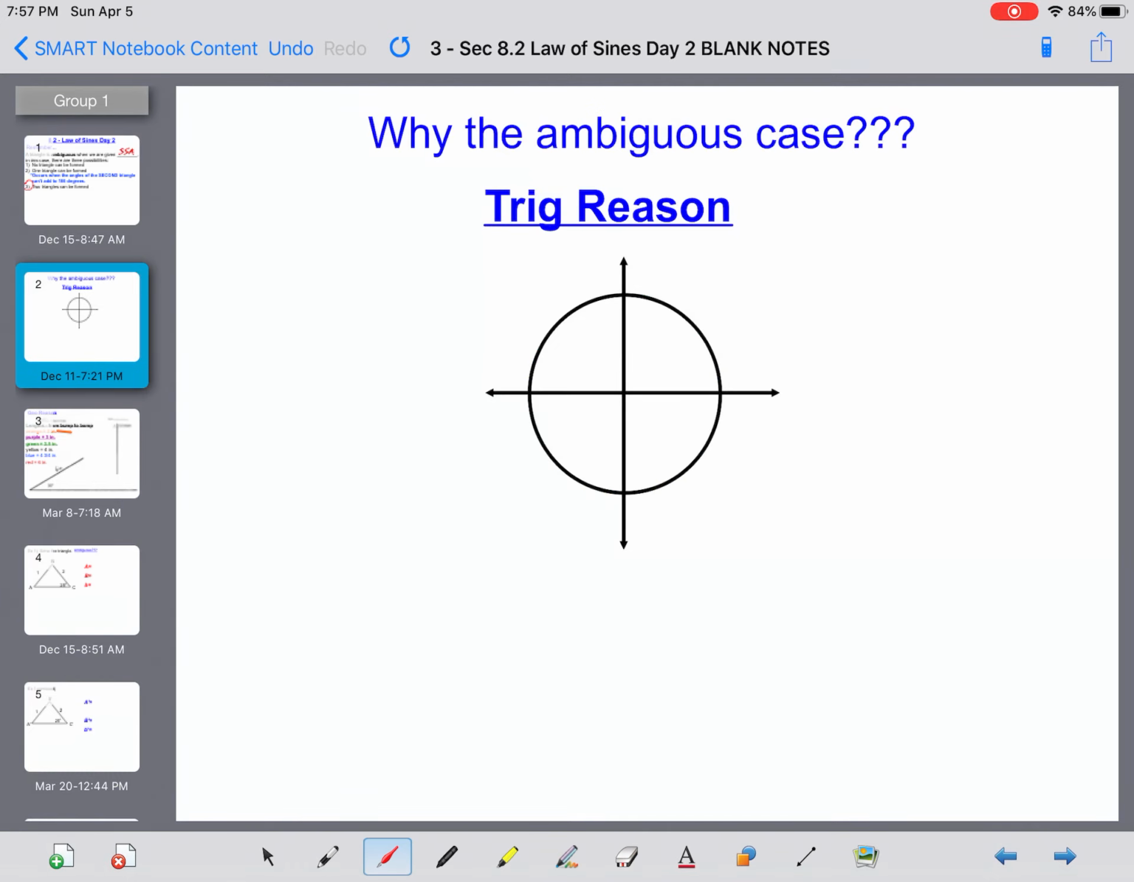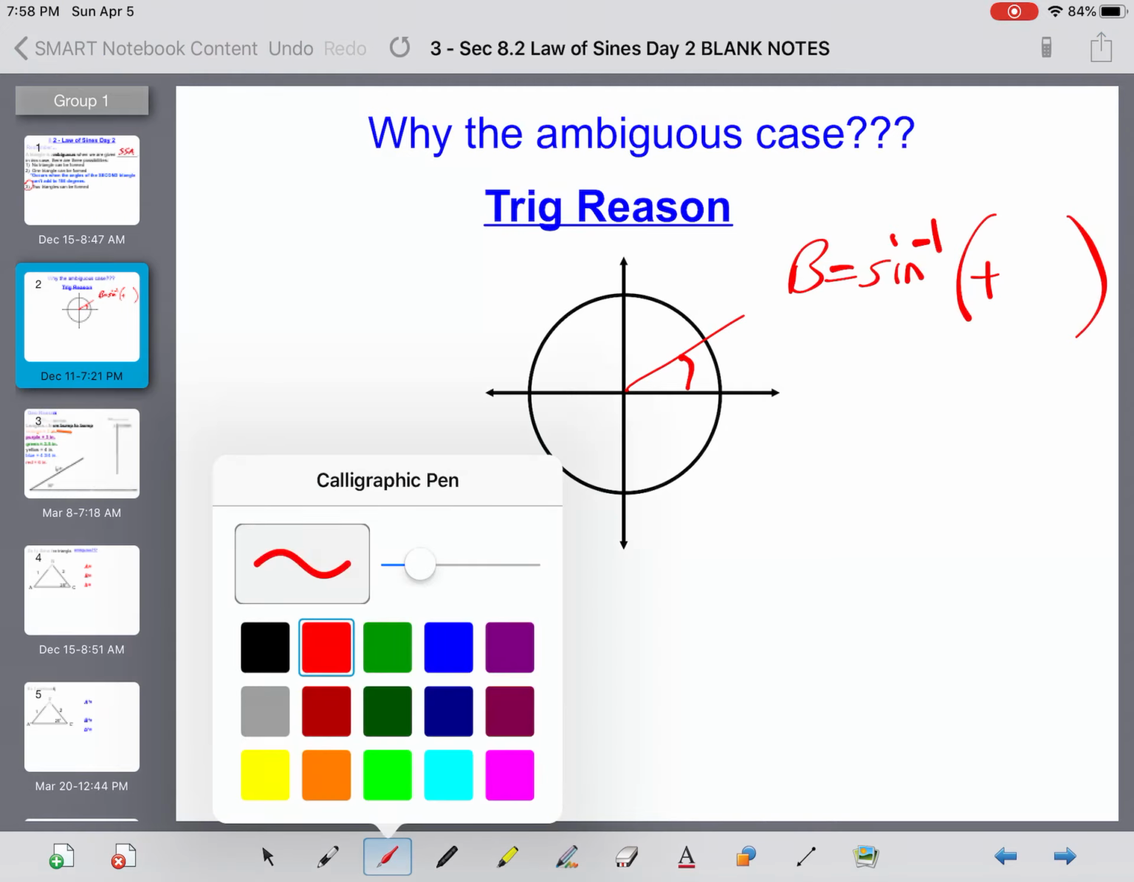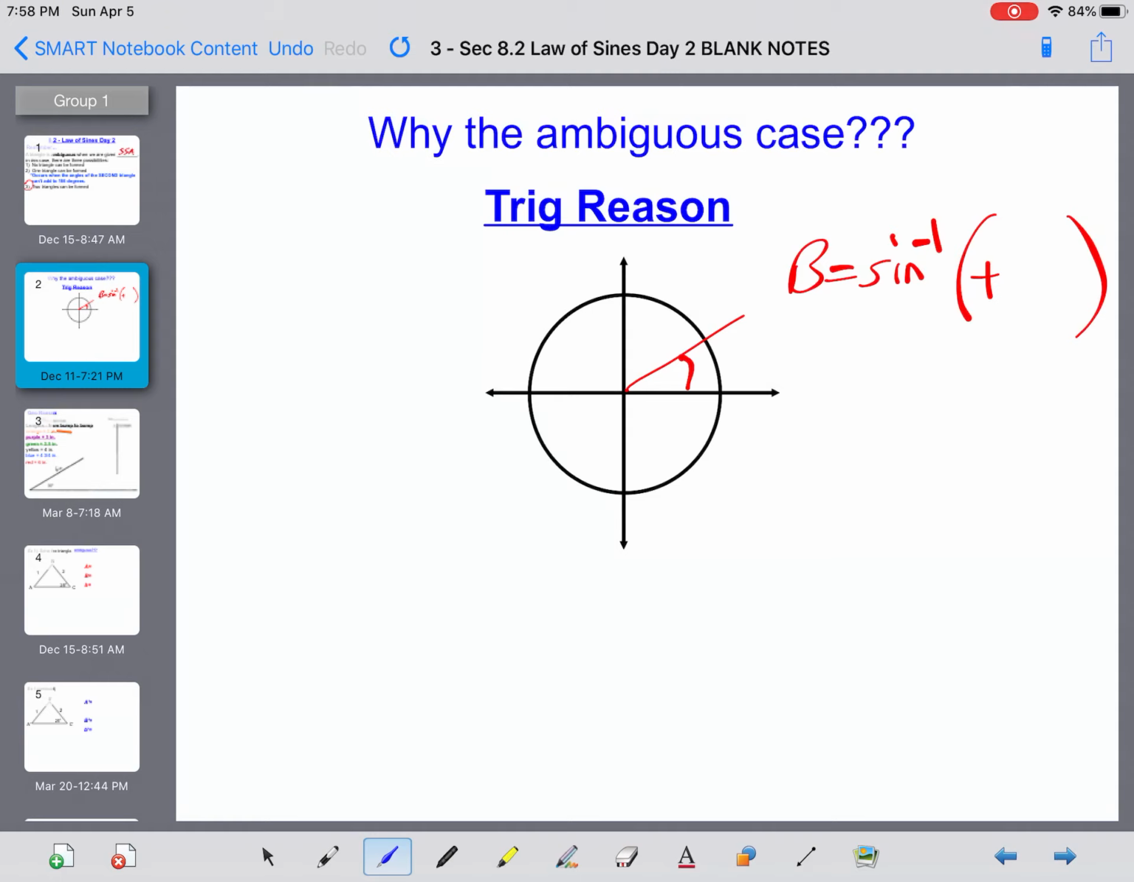So there's a trig reason for these two triangles. A lot of times when we use law of sines, we're solving for an angle, okay? So let's say we set it up and you do something like this, right? B equals sine inverse, and you have some big ugly thing there you found in law of sines. When you do that, that's always going to be a positive. And back in chapter 7, when we solved these triangles, you guys knew that if you had a positive sine ratio in quadrant 1, that means you also have an angle that has a positive sine ratio in quadrant 2.